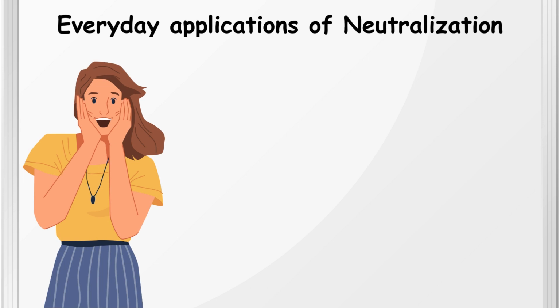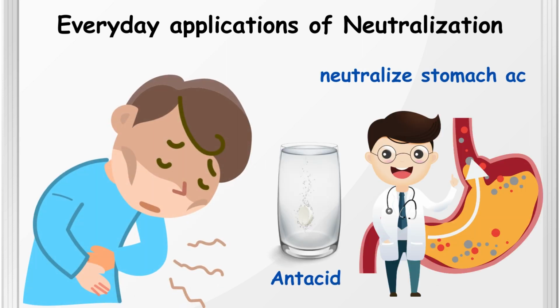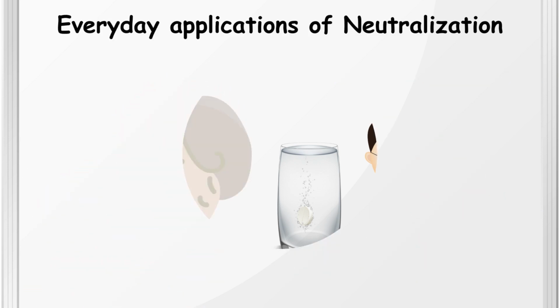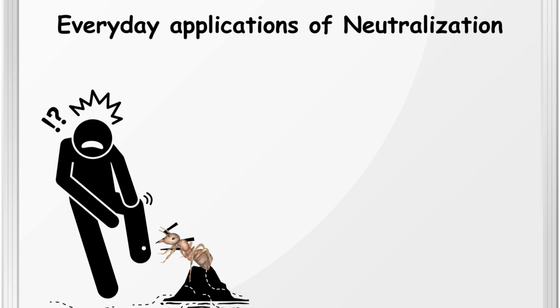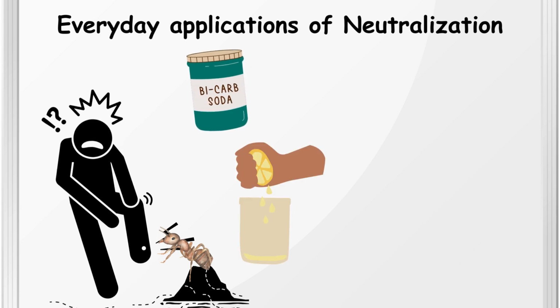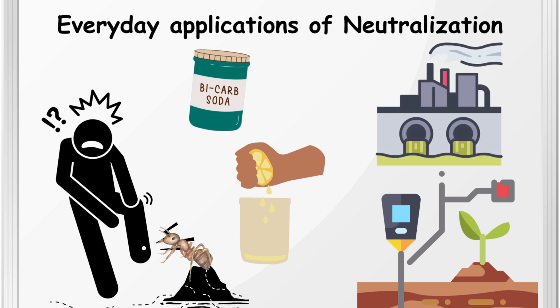Everyday applications of neutralization. Neutralization has practical applications in our everyday lives. For example, when we experience indigestion, antacids like milk of magnesia help neutralize excess stomach acid. Neutralization is also used to treat ant bites by applying both baking soda and lemon juice. It's used to balance soil pH for optimal plant growth and neutralize harmful acids in factory waste before disposal.